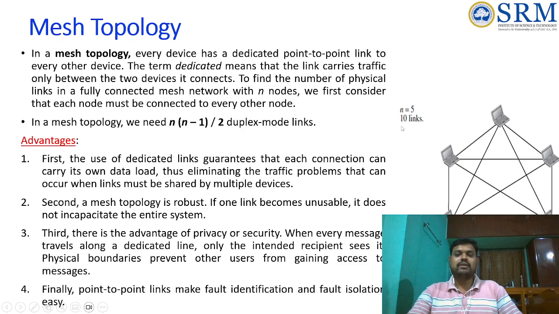In mesh topology, the number of connections required is generally n into n minus 1 by 2, where n is the number of nodes or devices in the network. In this case, we have 5 systems, so n is equal to 5. Putting in the value, 5 into 5 minus 1 is 5 into 4, which is 20, divided by 2, which is equal to 10. So for 5 systems, it requires 10 links.